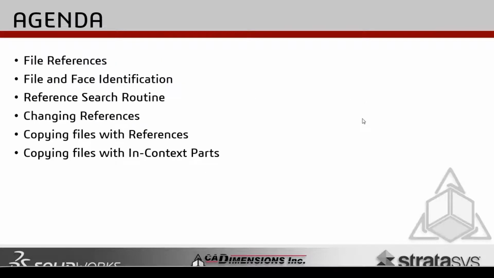So what we're going to cover today on the agenda is we're going to talk about file references, what that even means in SolidWorks, how it happens. But then we're going to talk about the root of file references, what we call file and face identification, what really allows the software to work together. All of that is linked with this reference search routine, which is how SolidWorks finds files. And then we'll close it up with how we handle these references, if I want to change them or work with them. So we'll get more in detail.